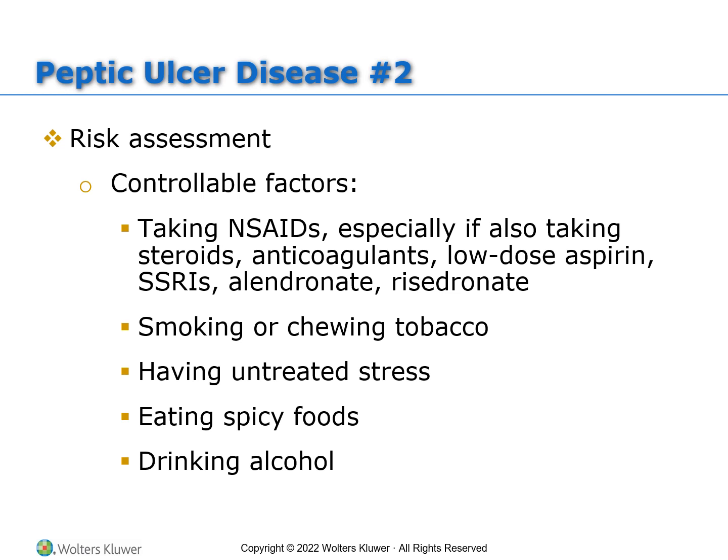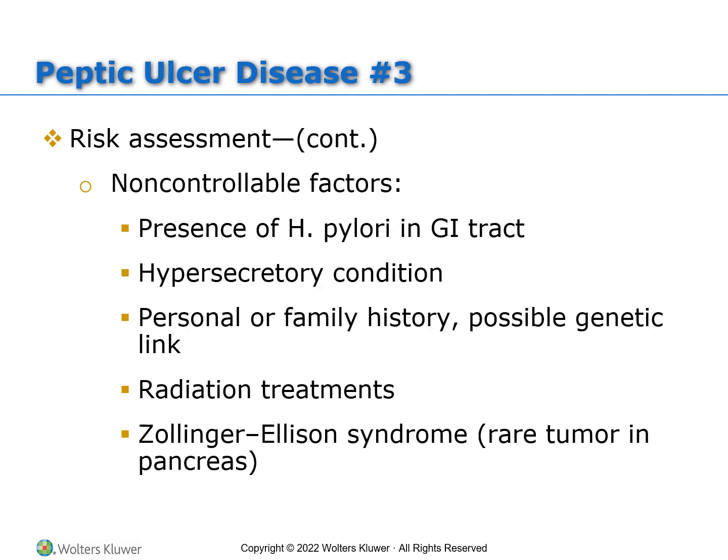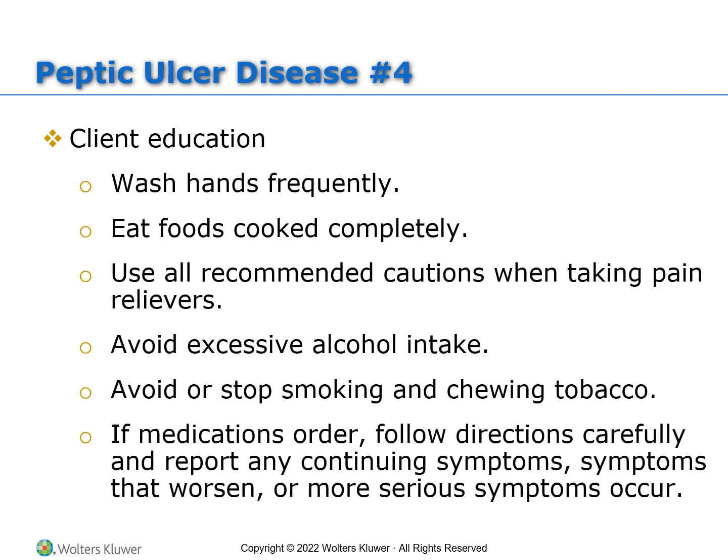All right, so we just talked about all these risk factors. Again, controllable or modifiable ones are the NSAIDs, the smoking, the stress, the spicy foods, the alcohol. And non-controllable: the H. pylori in the GI tract, secreting too much acid, personal or family genetic link, radiation treatments, and the Zollinger-Ellison syndrome.